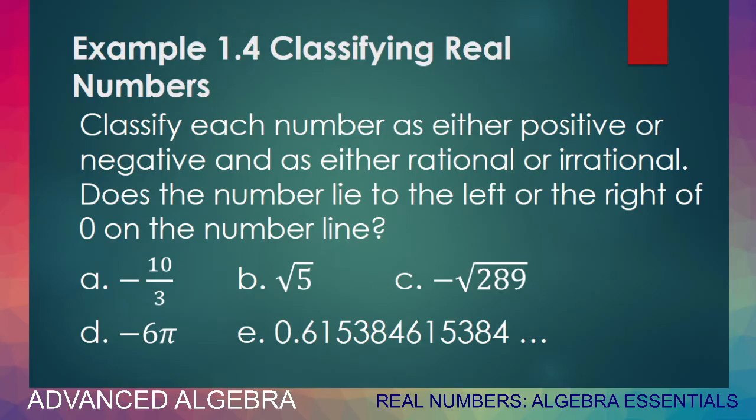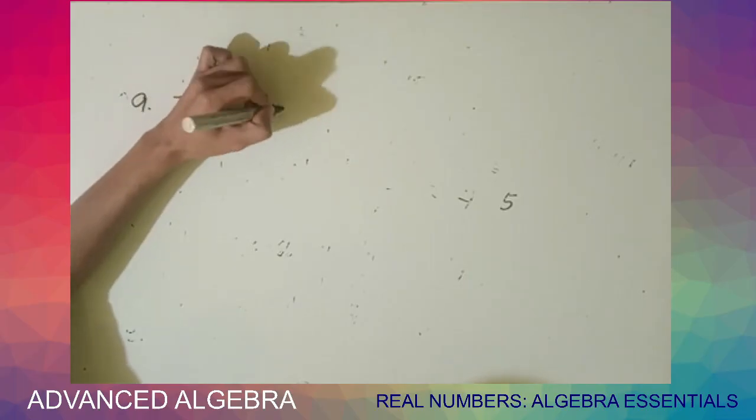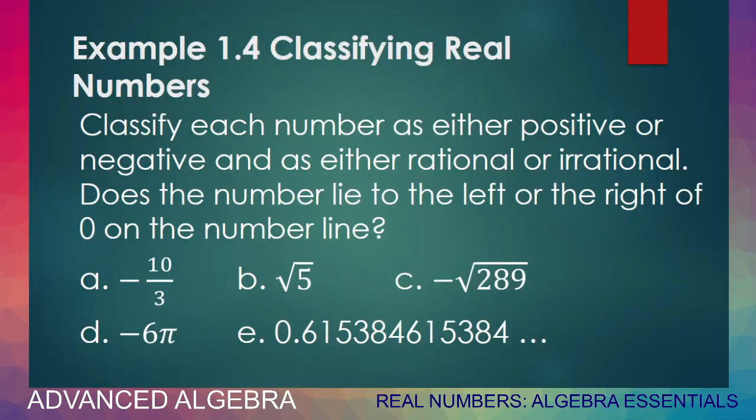Okay. So number or letter A. So letter A ay negative 10 over 3. So anong equivalent niya in decimal? Si negative 10 over 3. Okay, negative 3.33, di ba? Then siya ay repeating. Okay? So based on dun sa ating question, or dun sa direction natin, does the number lie to the left or right of 0 on the number line?